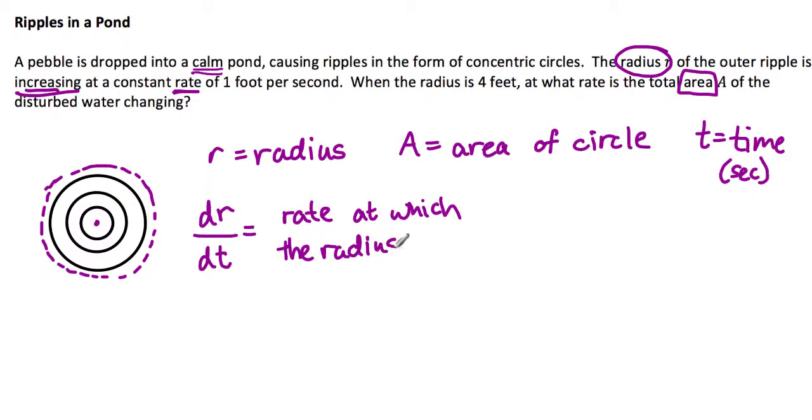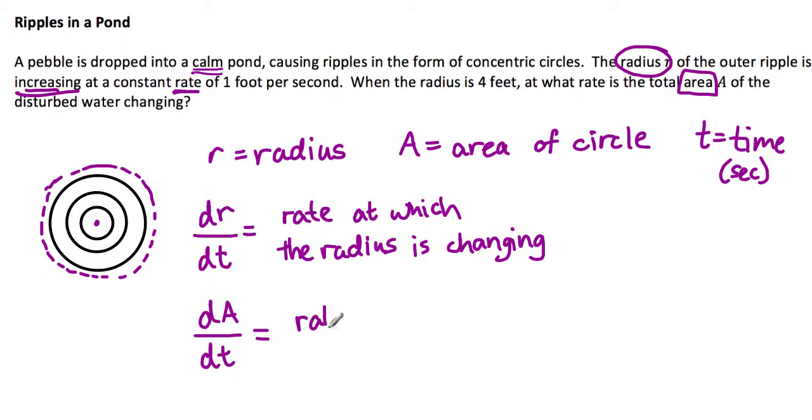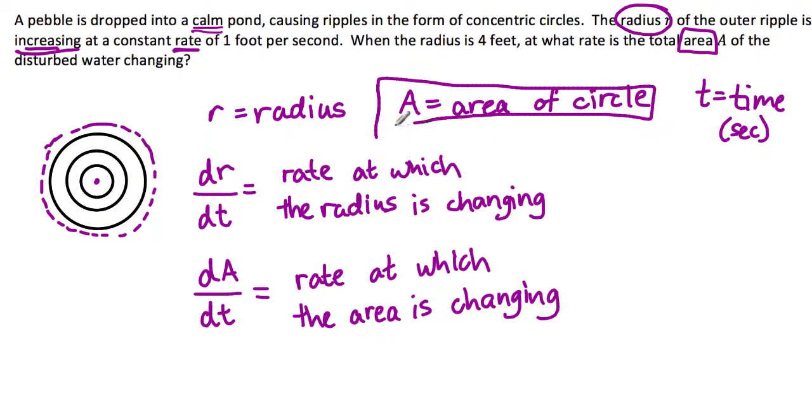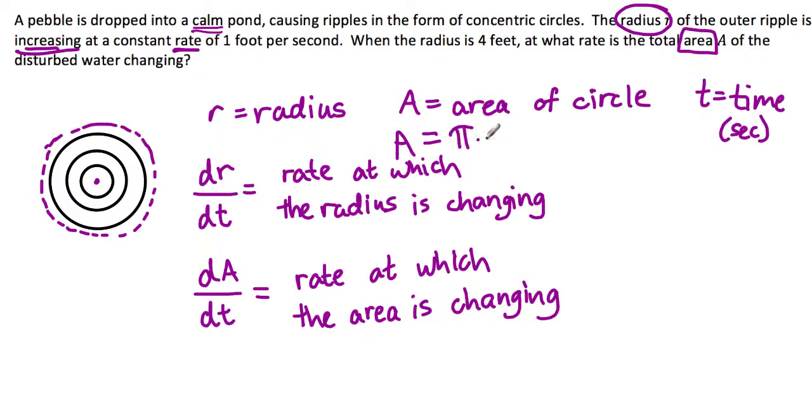Then translating that last part of the problem, they're asking us to find the rate that the total area of the water is changing. So the rate at which the area is changing with respect to time would be represented by dA/dt. The next step, step 2, is to identify an equation. Well, the equation that we're going to use here is the area of a circle. So area equals pi times the radius squared.